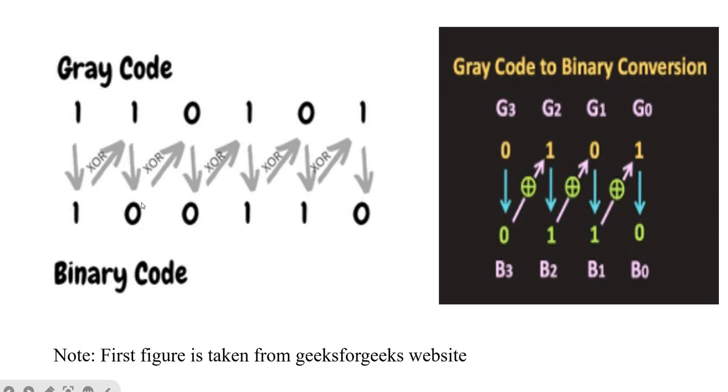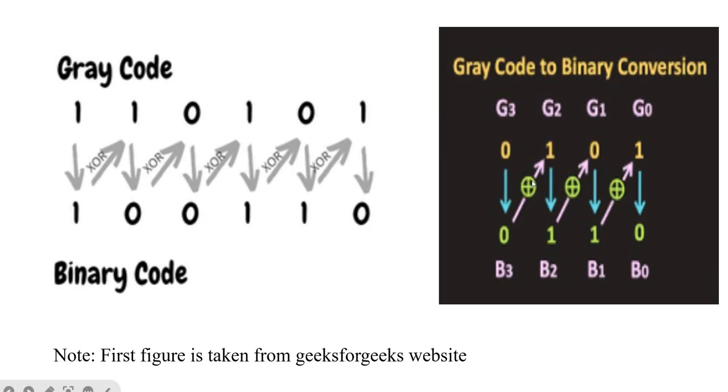Now suppose we want this bit. How will we do it? We'll take the previous binary bit and the current gray code bit, XOR them, and we will get 0. To get the next bit, we'll take the previous binary bit, XOR it with the current gray code bit, and we'll get 1. Again here, to get this, we'll take the previous binary bit, XOR it with the current gray code bit, we'll get 1. Similarly, here we'll get a 0.